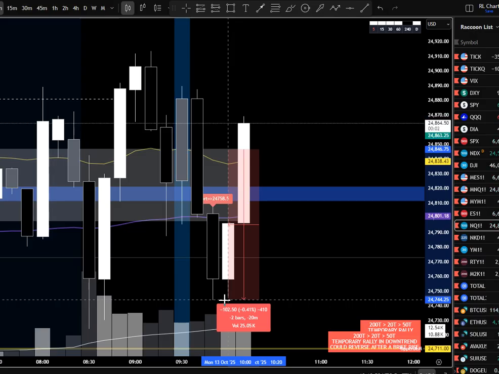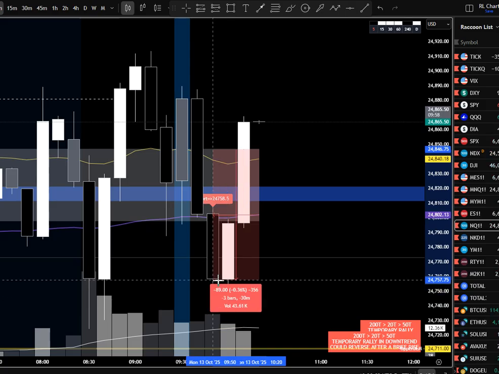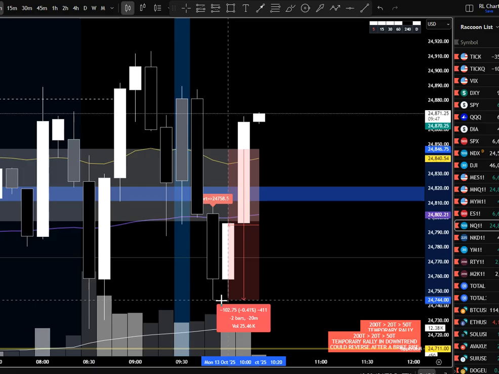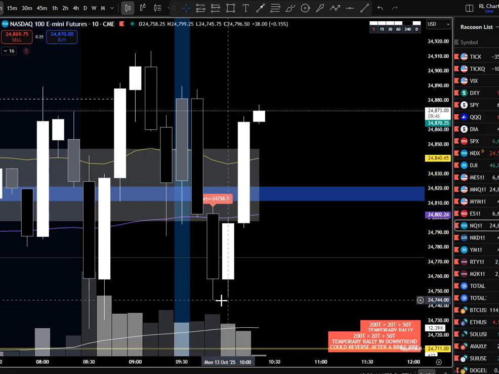That's assuming you followed the system, which is, you enter short under 20 and you enter long above 20, in that case. So these were yielding pretty well this morning.